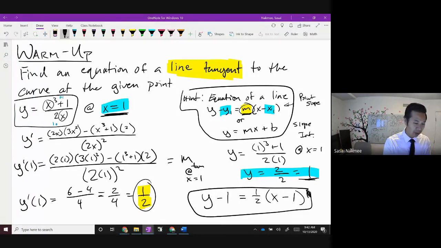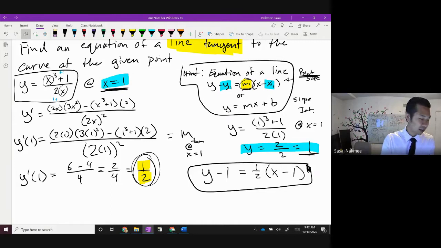I was just showing that you plug in the x value to get the y value. Once you get the y value, you have yourself a point, and add it on with the slope you calculated earlier. You're able to find an equation of a line that is tangent to the curve at the given point. And that's this equation right here.